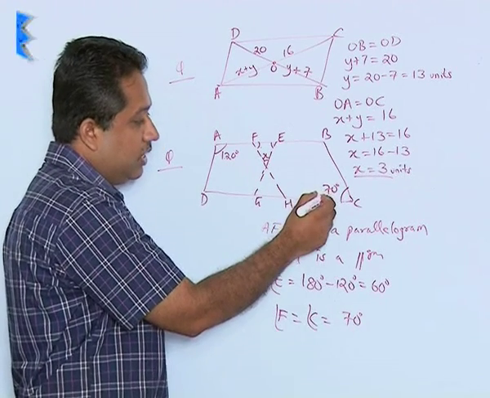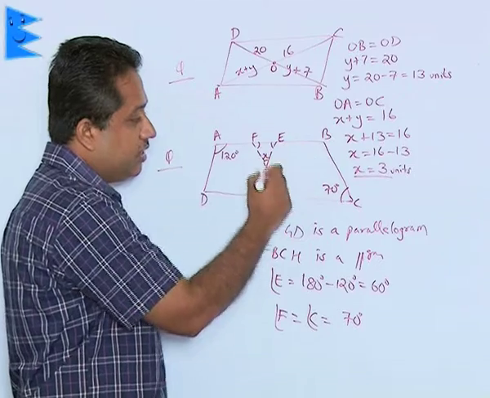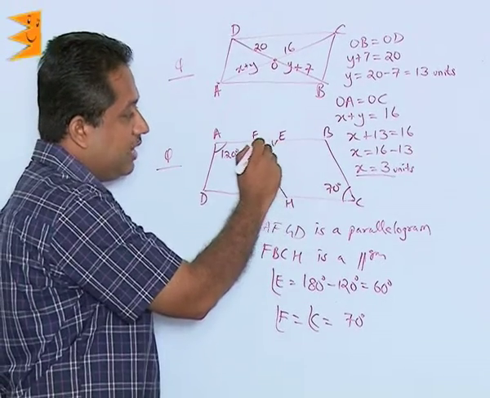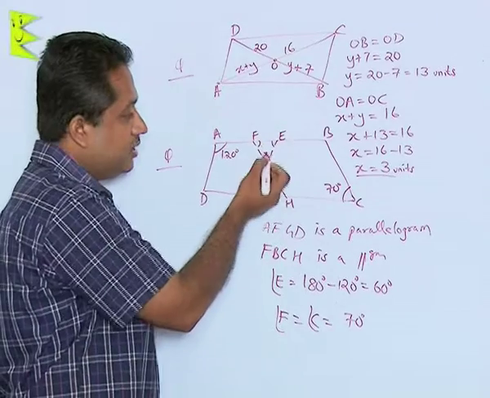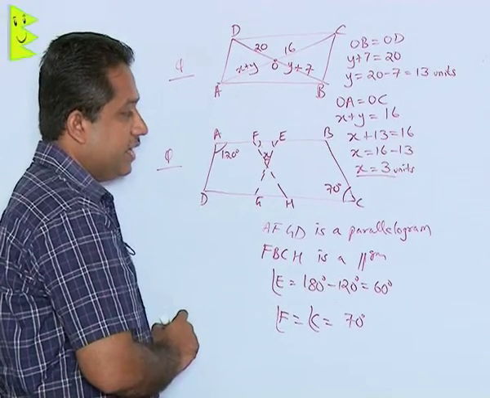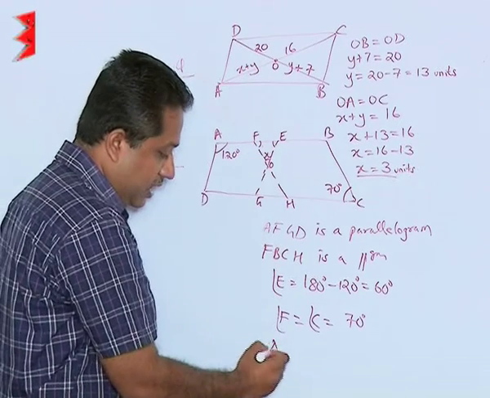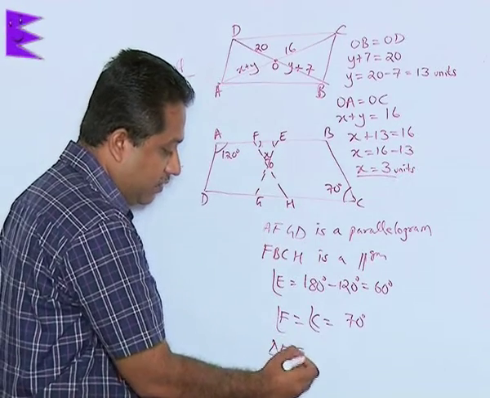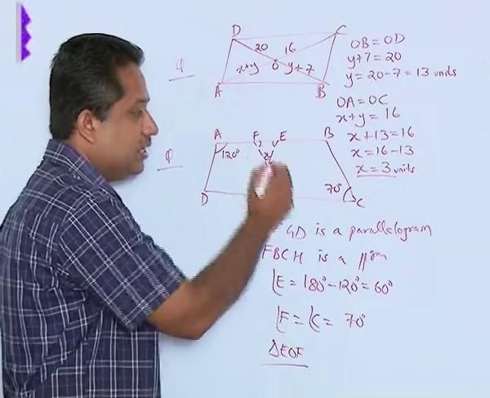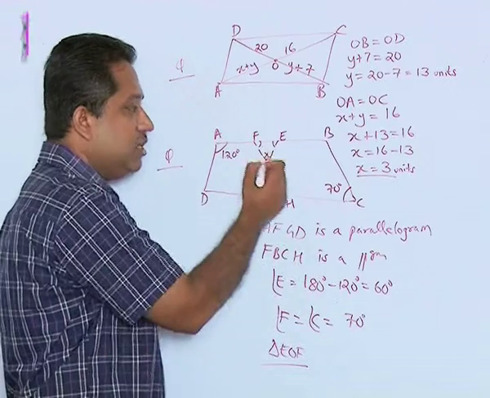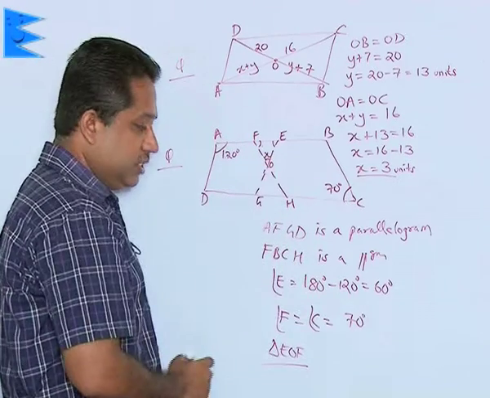So, if you look at the two parallelograms, we have found out angle E and angle F. There is one unknown angle, that is x. So, let us look at this triangle EOF. In triangle EOF, we have already found out two angles, and the two angles are 60 and 70, and the sum of angles of a triangle is 180 degrees.